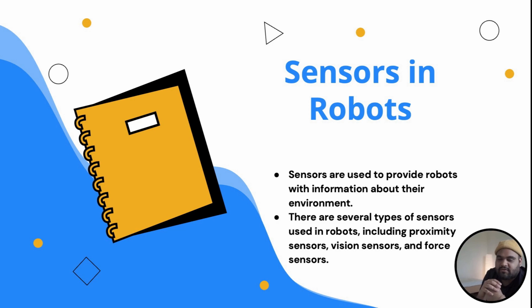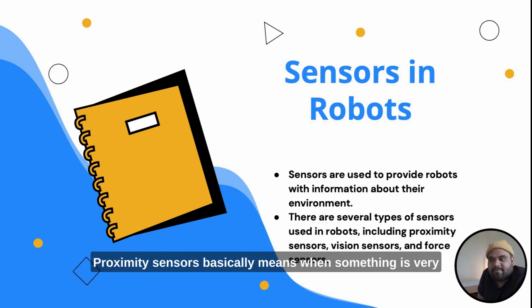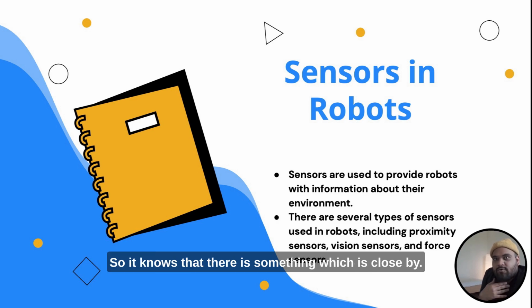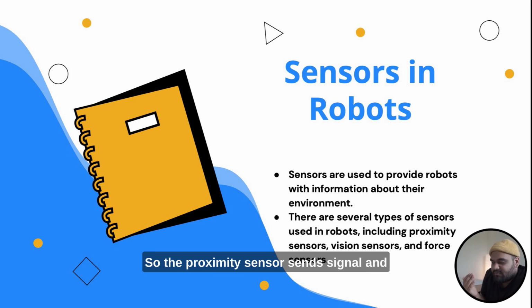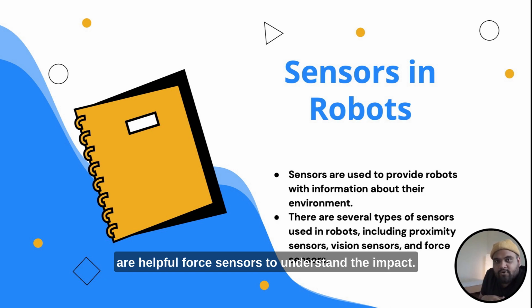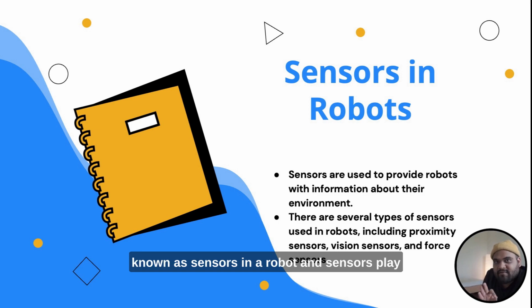And then you have proximity sensors, that is also mentioned on the BPD. Proximity sensors basically means, when something is very close to the object, then you know that the object is in proximity of that thing. So the proximity sensor sends a signal, and then it knows that there's something close by. Then you have vision sensors, cameras, of course, which are helpful. Force sensor to understand the impact. If you're hitting something, how much force did you hit it with? And things like those. So all of these things put into place are known as sensors in a robot.